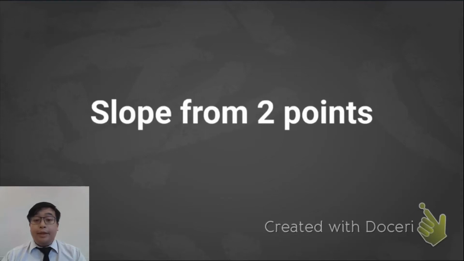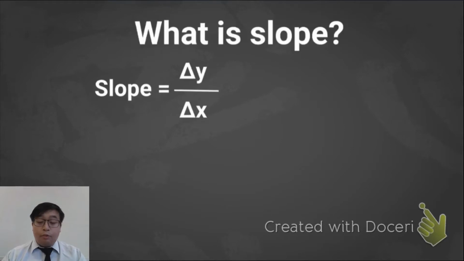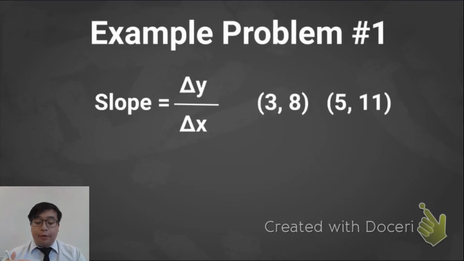Hello everyone, in this video we're going to figure out how to find the slope from 2 points. So remember that our definition of slope is the change in y over the change in x. So let's go over our first example problem. I want to find the slope between these 2 points, between (3, 8) and (5, 11).